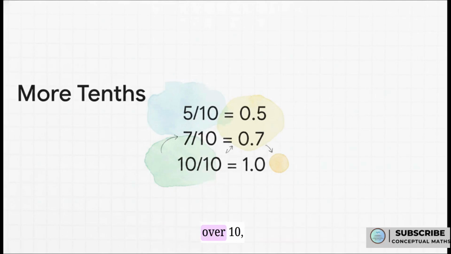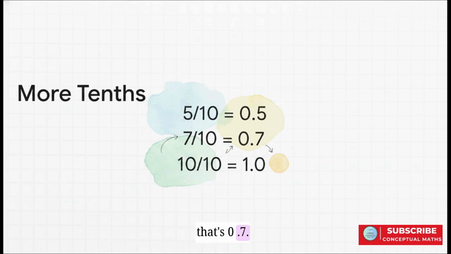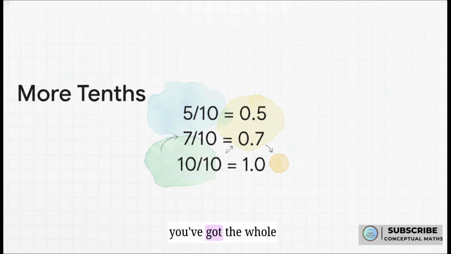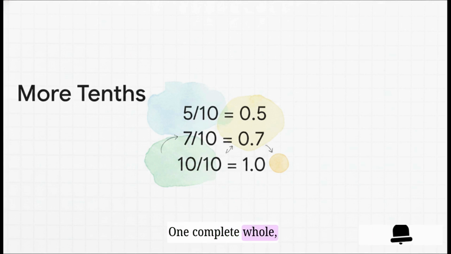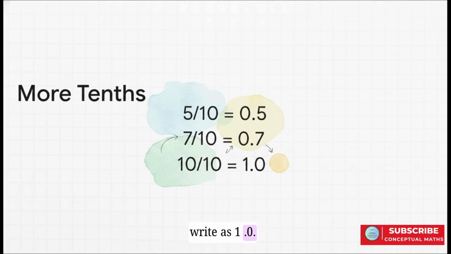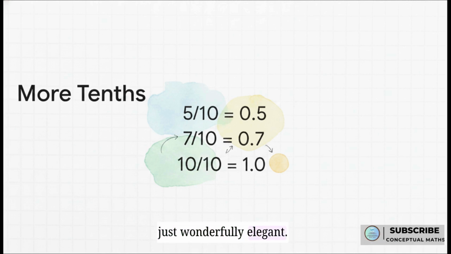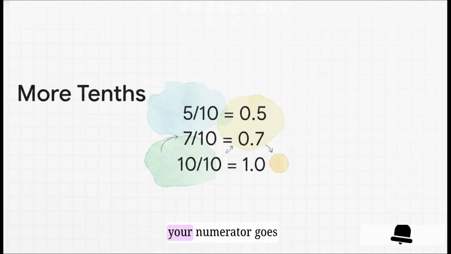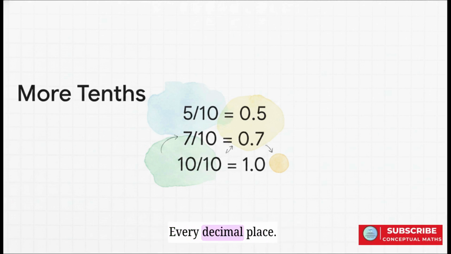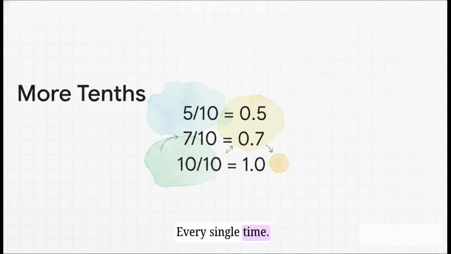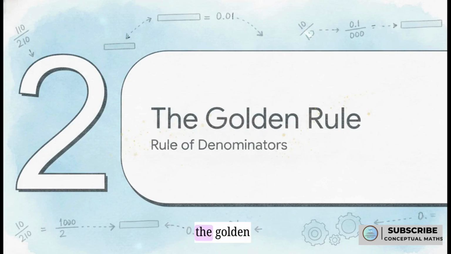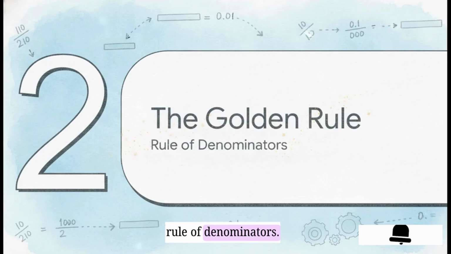Let's keep that momentum going. If we've got 5 over 10, it just equals 0.5. Got 7 over 10, that's 0.7. And let's say you take all 10 parts, 10 over 10. Well, you've got the whole cake back, one complete whole, which we simply write as 1.0. The logic here is just wonderfully elegant. Whenever your denominator, that bottom number, is 10, your numerator goes straight into that very first decimal place, every single time.